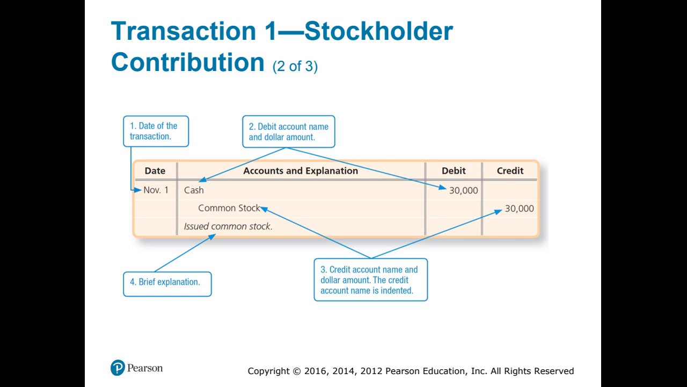And then number 3, credit account, the credit account name and dollar amount. You credit the account name. It's indented, notice here. So the debited accounts are listed first, and then when we list out our credited accounts, there's an indentation just to distinguish between the two, to make it easier for viewing.